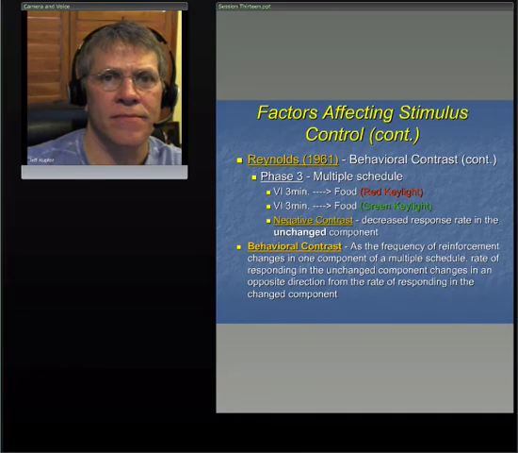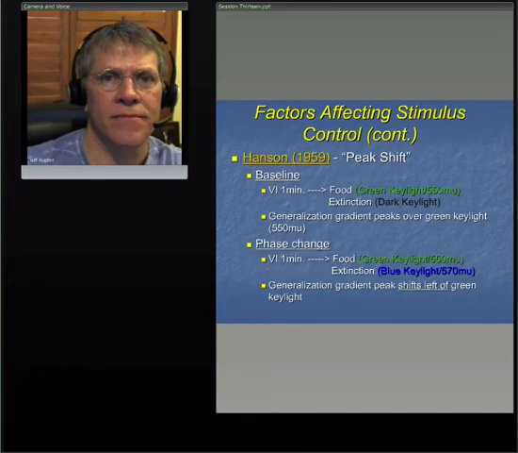Another phenomenon that happens as a byproduct of stimulus control is something called peak shift. Now I'm going to describe this experiment by Hanson, in which he started off during baseline conditions. He shaped up key pecking in the presence of a green key light, which is approximately 550 nanometers. And the first response on the average, after 1 minute, produces food. That's in the presence of a green light. Whenever the key light went dark, extinction's in place.